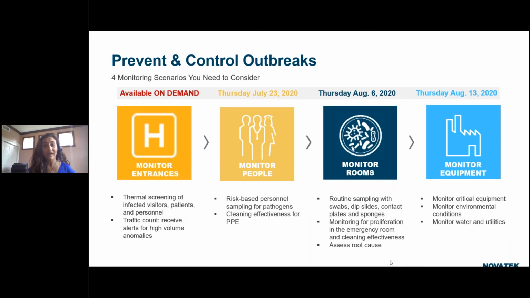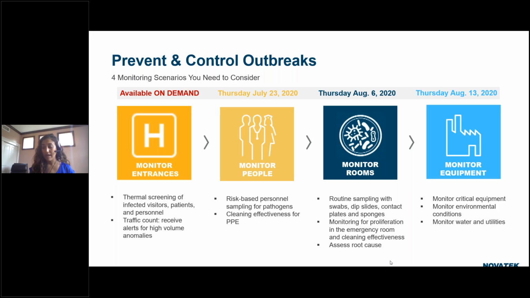So there's 4 key high-risk areas that DCH looks at and DCH handles. The first one is monitoring of entrances, it's early detection, and it's with those thermal cameras that we were talking about. That webinar is available now on demand, and the link is in the description below. But that is with cameras placed at all the entrances, and the software will automatically detect people walking in with fevers and higher than normal traffic counts.